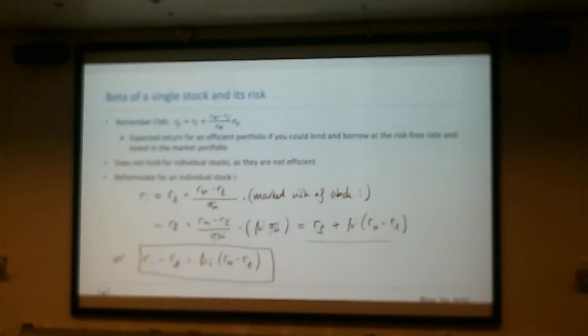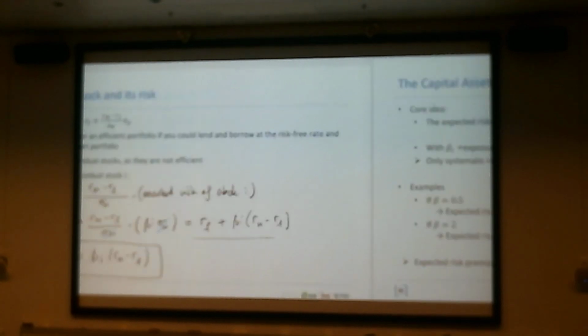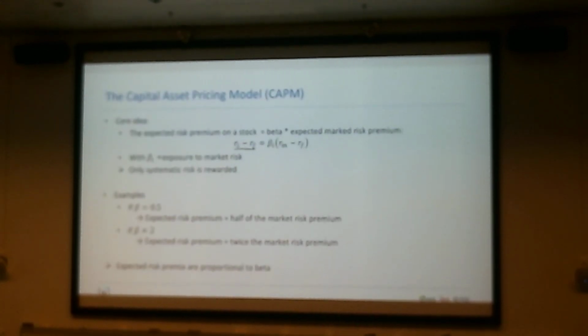And then we came to the actual formula of the CAPM. Let me show it here. So this is the formula of the CAPM. It tells us that the risk premium on a stock is equal to the beta times the expected market risk premium. So it follows the market risk premium, and whether it follows more or less depends on the beta. If the market risk premium goes up, then depending on the beta, the stock's risk premium also goes up or down, and the beta determines exactly how much.